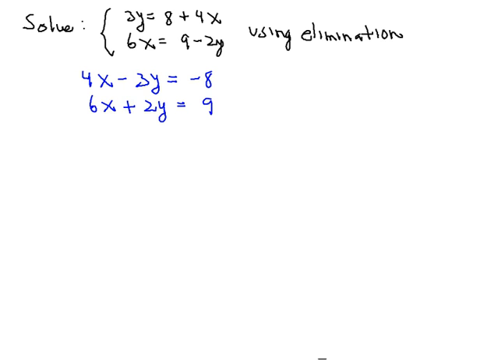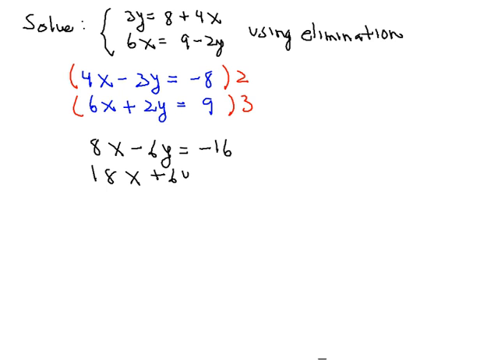Now in this case, I think it might be easiest to eliminate the y terms because the coefficient of one of the y terms is negative and the other is positive. So let's multiply the first equation by 2 and the second equation by 3. So that will produce for us, in the first equation, 8x minus 6y is equal to negative 16. And the second equation becomes 18x plus 6y is equal to 27.